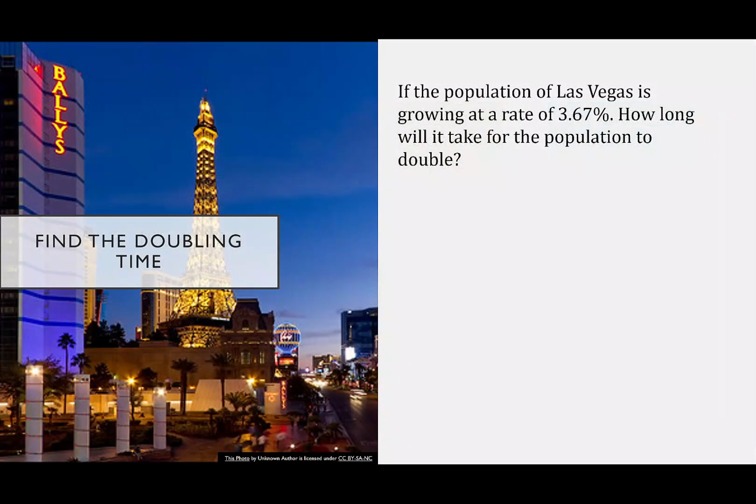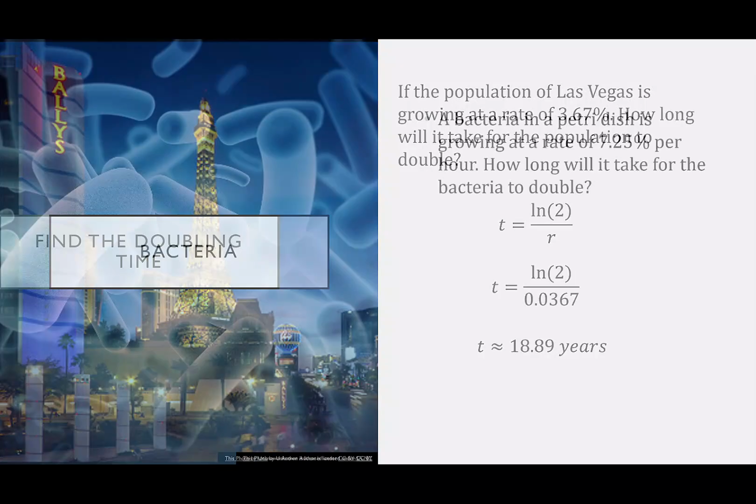Let's use that equation to find the doubling time. We're given the population of Las Vegas is growing at a rate of 3.67%. How long will it take for the population to double? We're going to use the equation T equals natural log of 2 over R, where we write the R as 0.0367. This gives us a time of 18.89 years. Notice I didn't need to know the current population of Las Vegas to find the doubling time for the city.